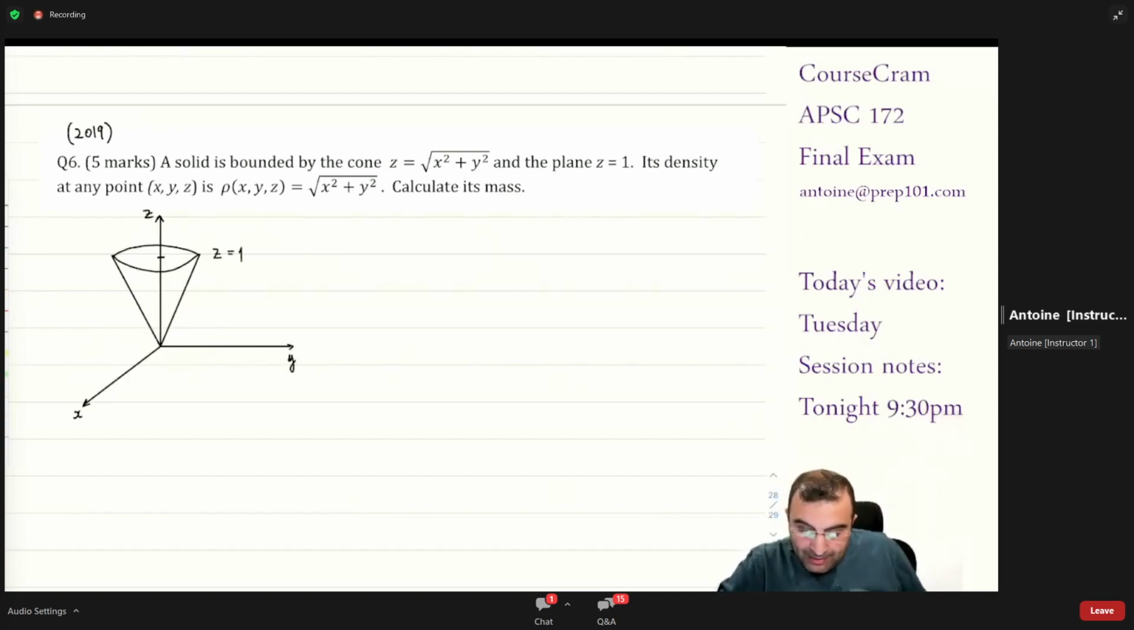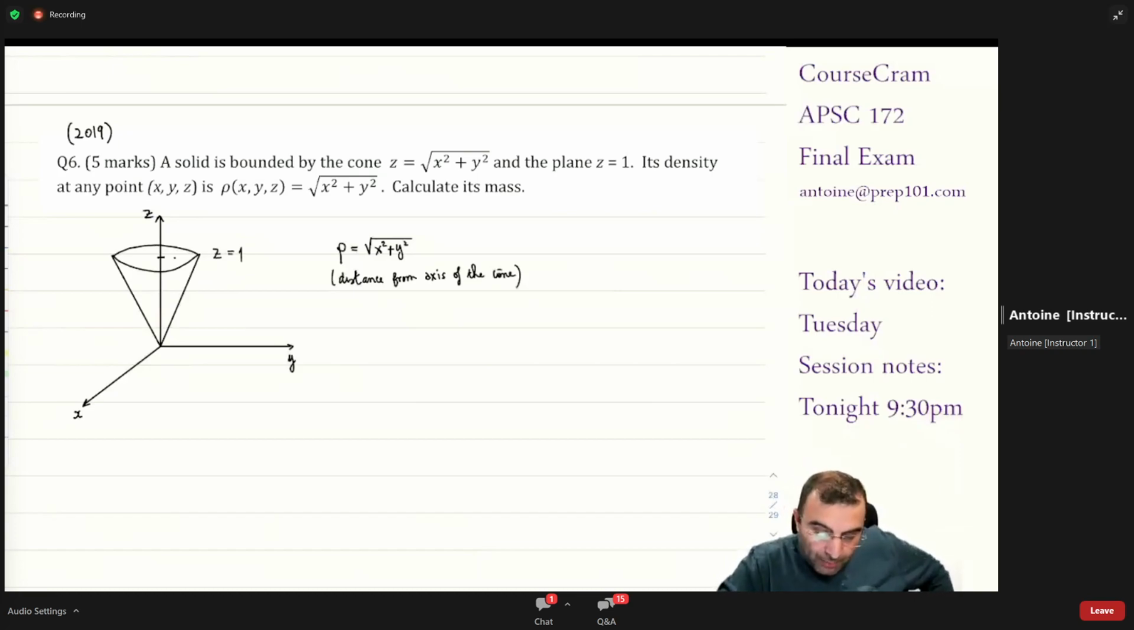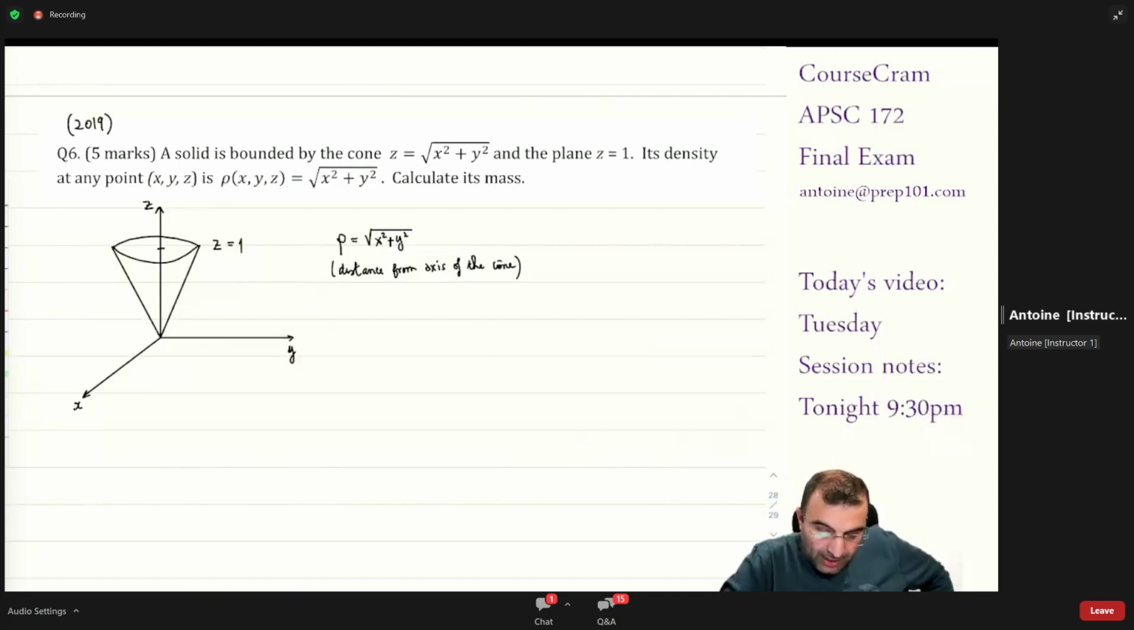And we know that the density rho is the square root of x squared plus y squared. Sometimes they call it the distance from the axis of the cone. Basically r, guys: how far a point is from the axis of the cone. If you transform the square root of x squared plus y squared into polar, you just get r. So what's the mass? This is the region E that we are talking about.